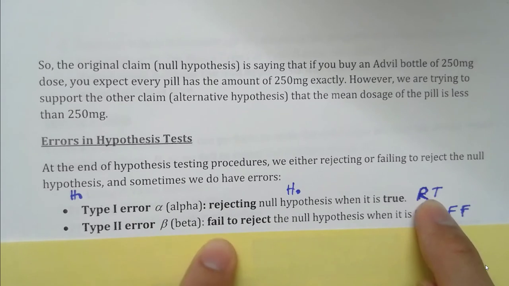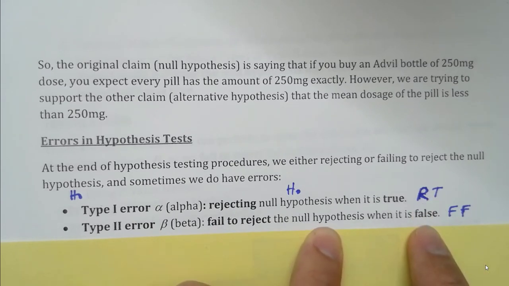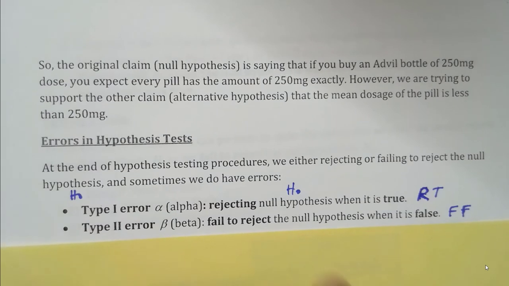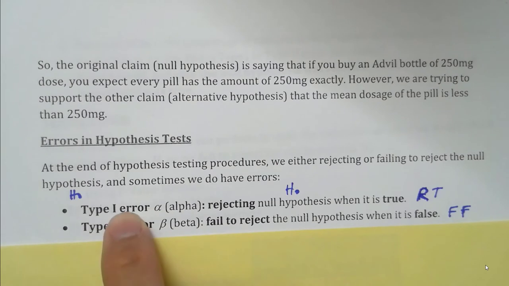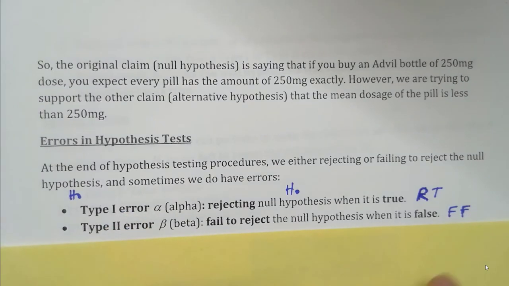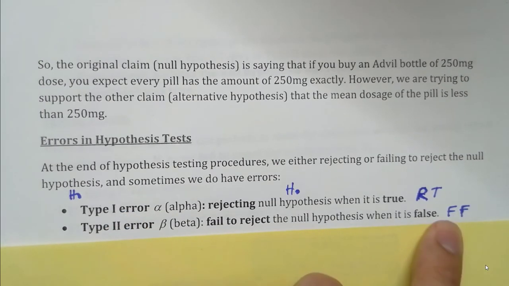Type 2 error, we fail to reject the null hypothesis when it is false. So we only focus on the null hypothesis when we talk about type 1 or type 2 error. So FF: fail to reject H naught when it is false. And RT: reject H naught when it is true.